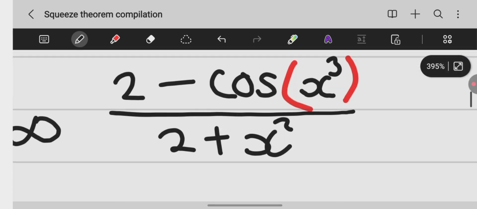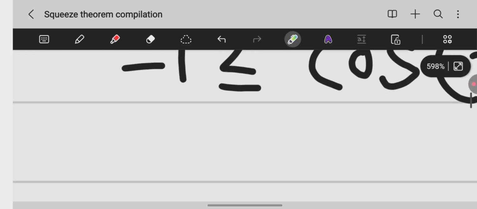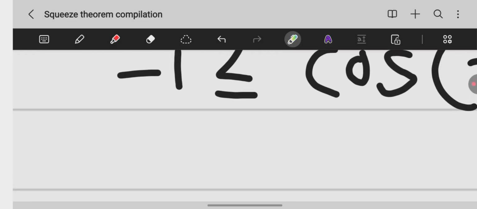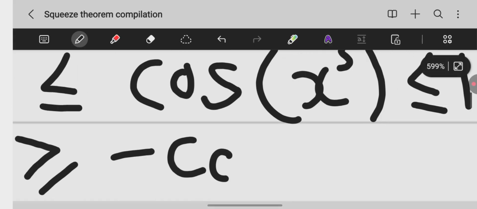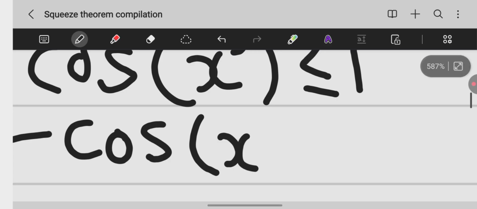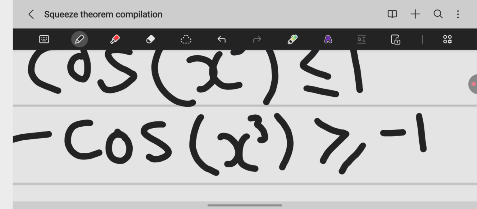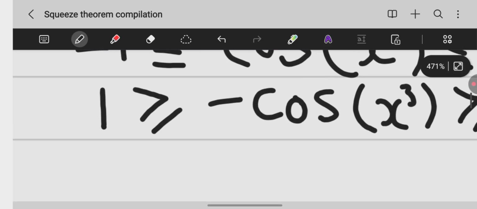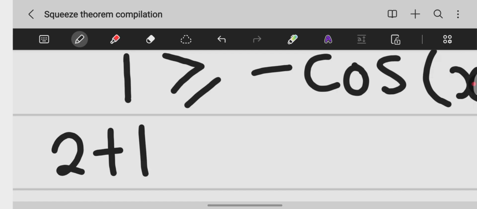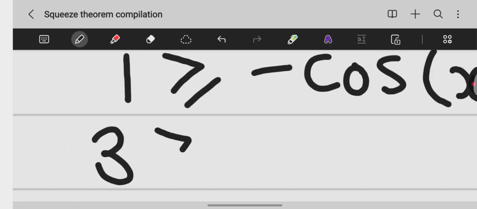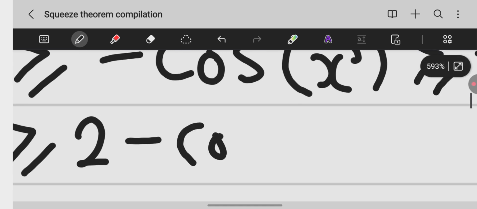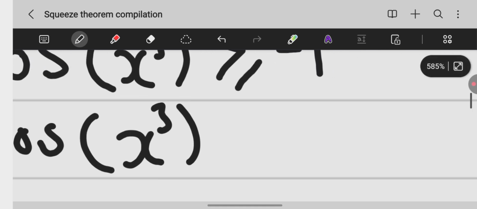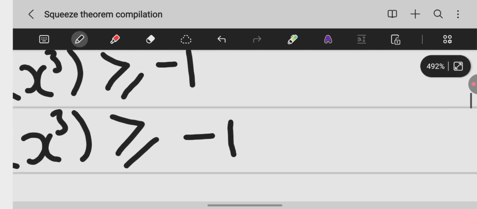And then we basically have to multiply it with a negative. So now our inequalities are going to change. Negative 1 times a negative is 1. The inequality changes, and you have a negative cosine of x cubed and a negative 1 this side. And then we're adding a 2 everywhere. So 2 plus 1, that's 3. So 2 minus cosine of x cubed. And then you do your negative 1 plus 2, that is 1.